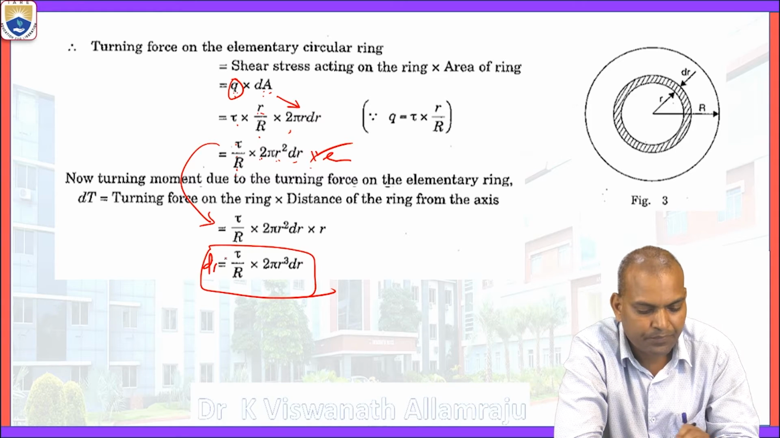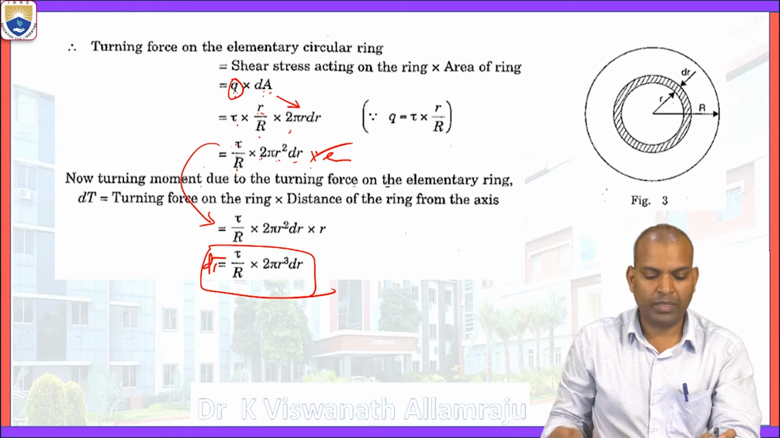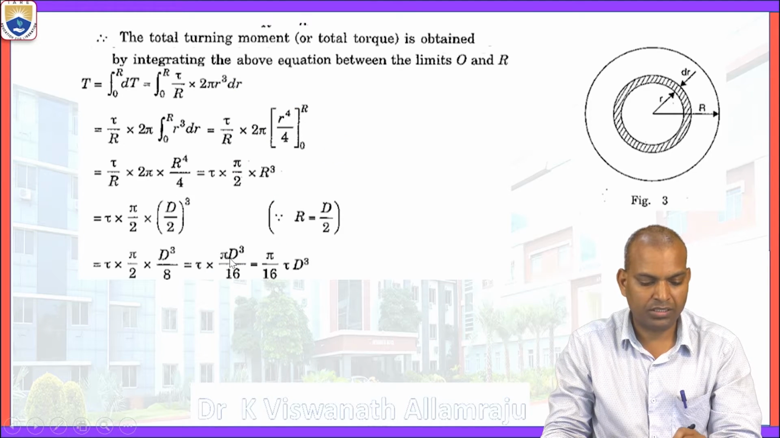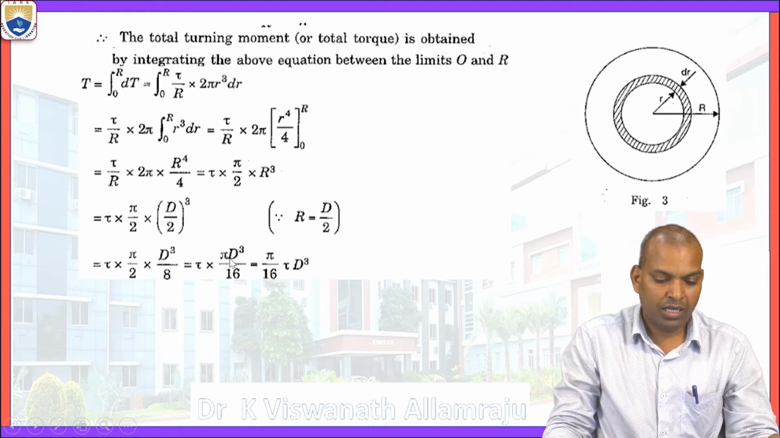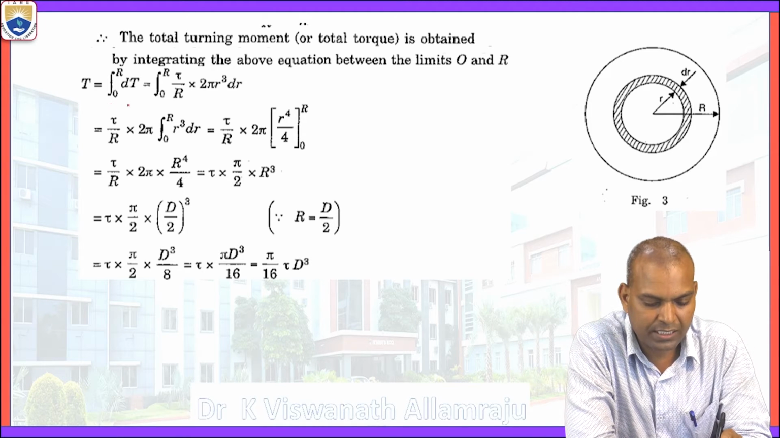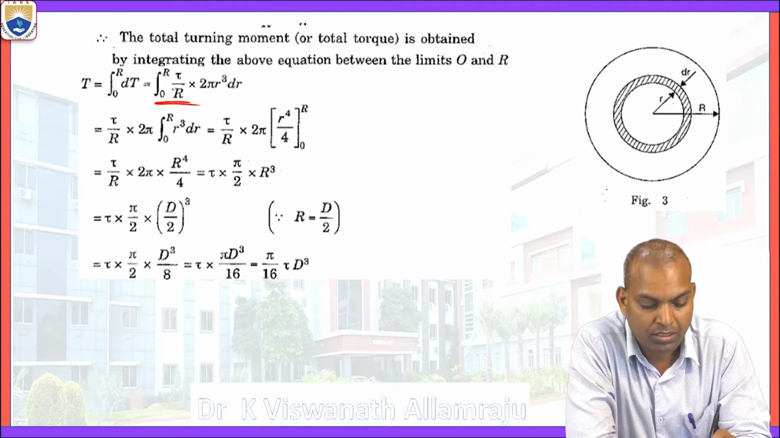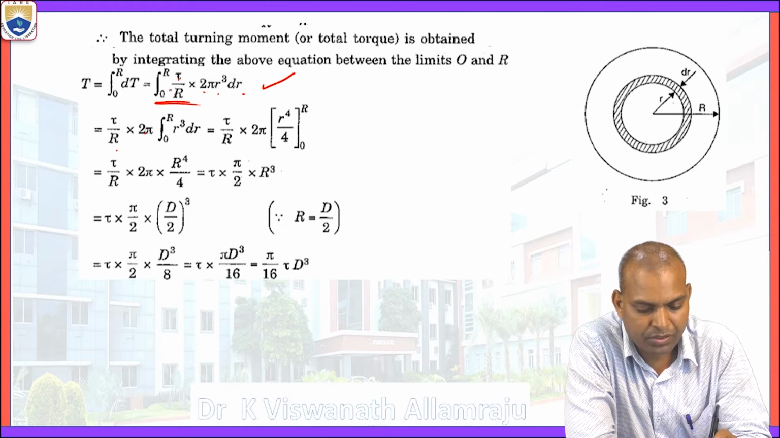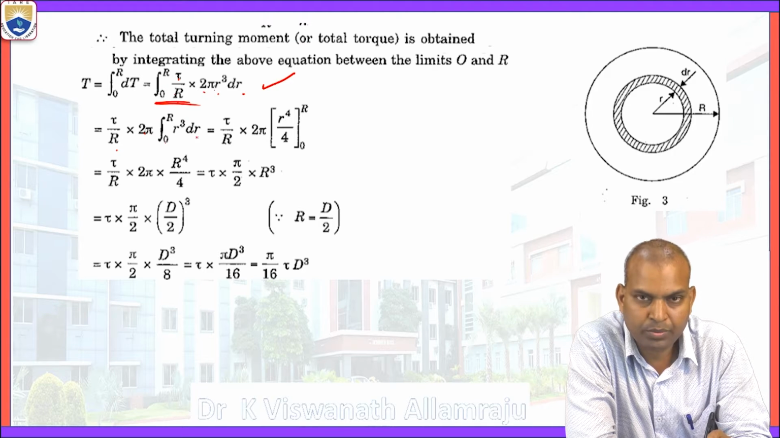This is the dT. So dT equals tau by R times 2 pi r cube dr. Now we want the total torque. Torque T equals the integral from 0 to R of dT, that is, 0 to R of tau by R times 2 pi r cube dr. Now tau by R times 2 pi times the integral of r cube dr. This r cube dr gives r power 4 by 4, from 0 to R.